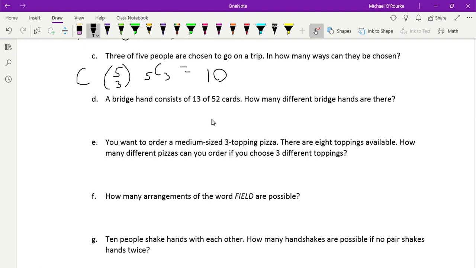Okay. A bridge hand consists of 13 of 52 cards. How many different bridge hands are there? If this isn't C, what is math? No, it's gotta be C. Order doesn't matter for this one. You can pull out cards. But technically, no, order doesn't matter. I don't know what cards. You just pull out cards at random. But you're just getting. I know that, right? Good.